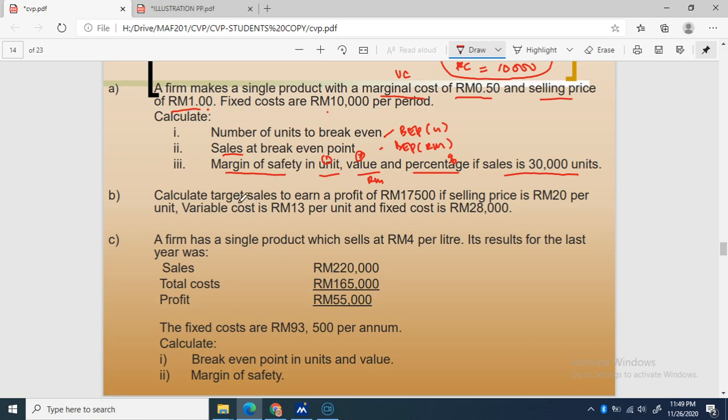Okay, B, calculate target sales. Target sales to earn a profit of 17,500 if the selling price is 20 ringgit. So selling price per unit is 20. Variable cost per unit is 13. Fixed cost is 28,000. So now we get target sales.